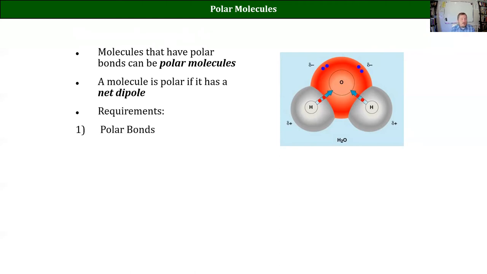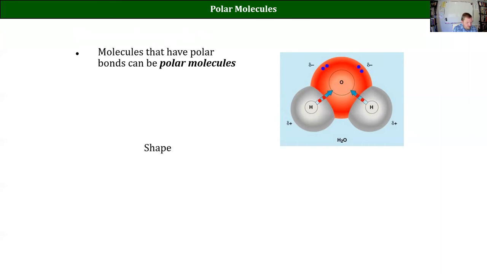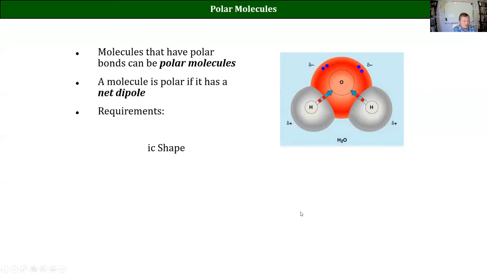And here are two requirements. If it's a polar molecule, it has to have polar bonds, which makes sense. You can't have a polar molecule without polar bonds. But you also have to have an asymmetric shape. And I didn't catch this when I was prepping. I don't even think unsymmetrical is a word. There's two M's in there. So it's not just that it has polar bonds. You also have to have some asymmetry, meaning that the electrons are not shared evenly around the whole molecule.